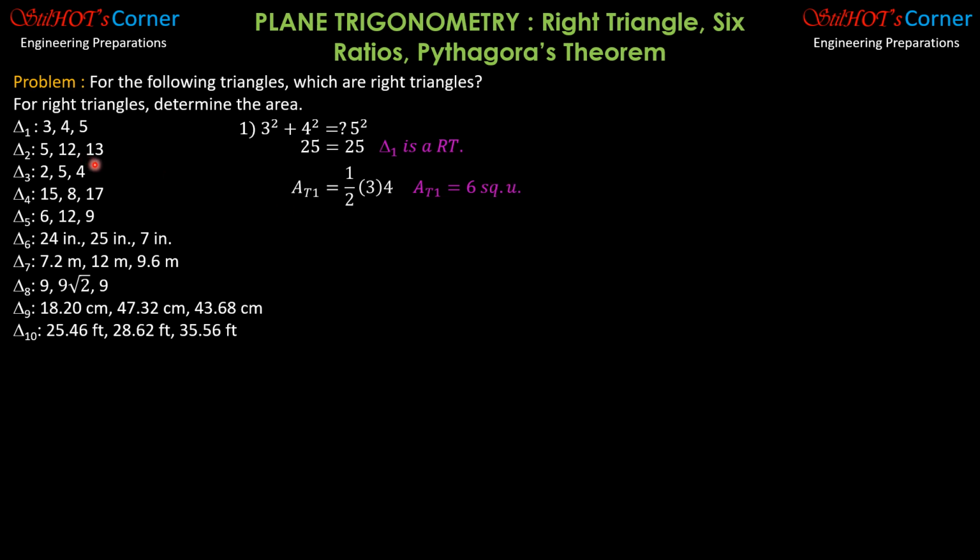For triangle 2, that's also a right triangle. We know the proportions 5, 12, and 13. So let's check. 5 squared, 25, plus 12 squared, 144, is 169. And 169 is equal to 13 squared. So 169 equals 169, so triangle 2 is a right triangle. And the area is 1/2 of 5 times 12, so it is equal to 30 square units.